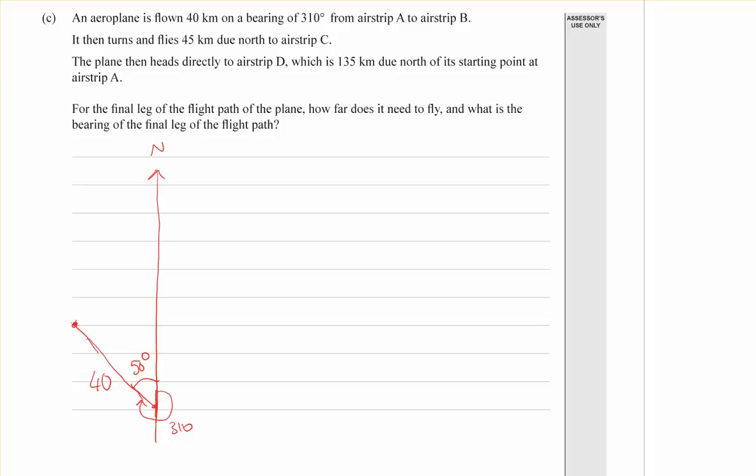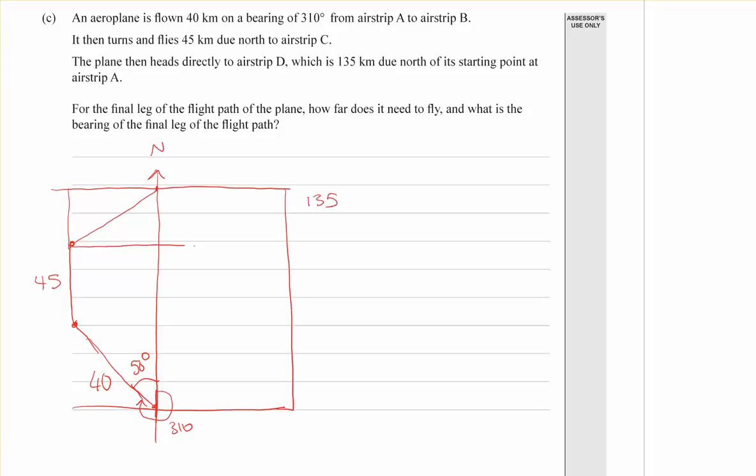It then turns and flies 45 kilometres due north. Then heads directly to airstrip D, which is 135 kilometres due north of its starting point. So it's going to head back somewhere here, so that whole length from there to there is 135.